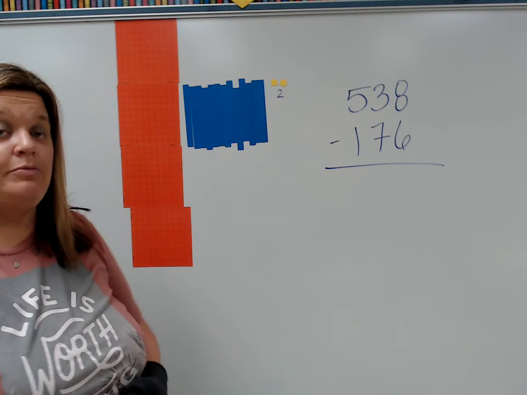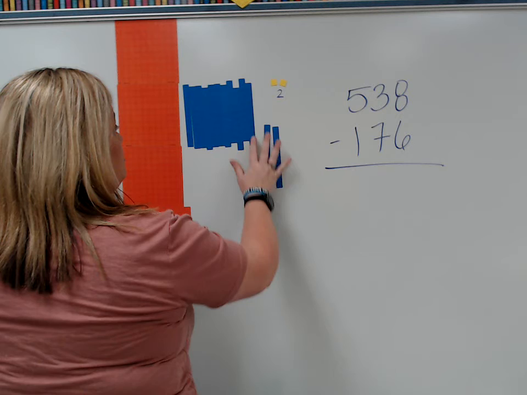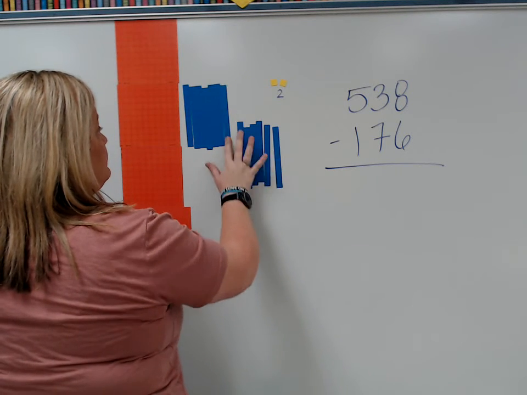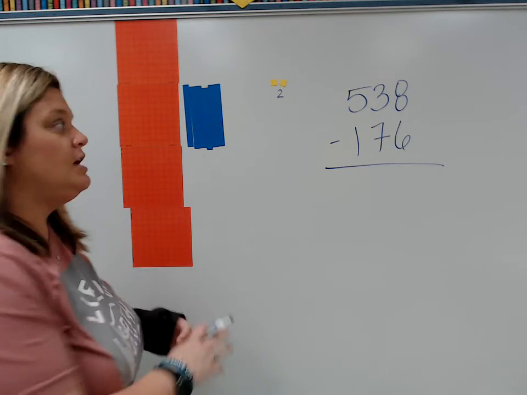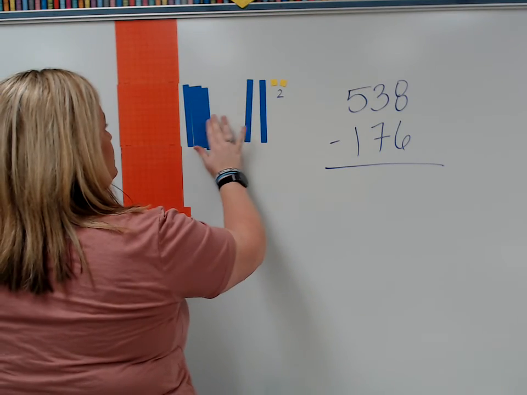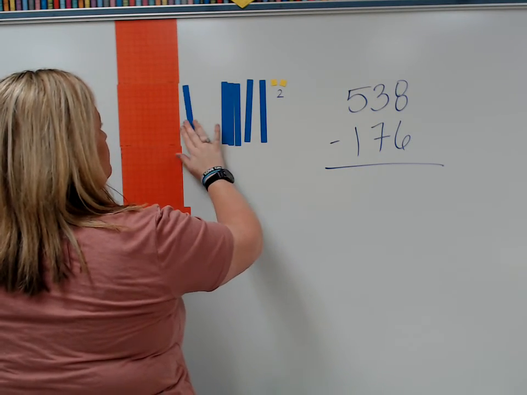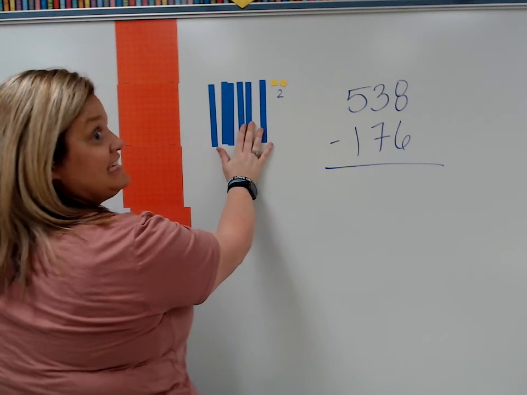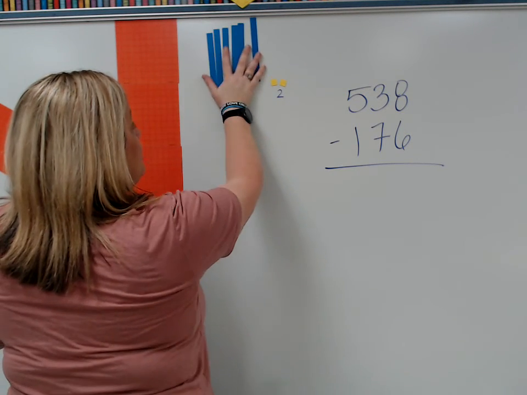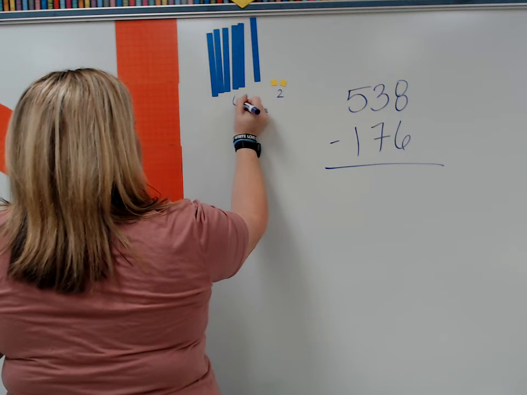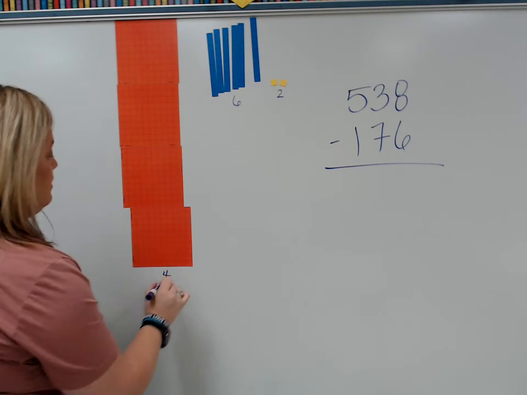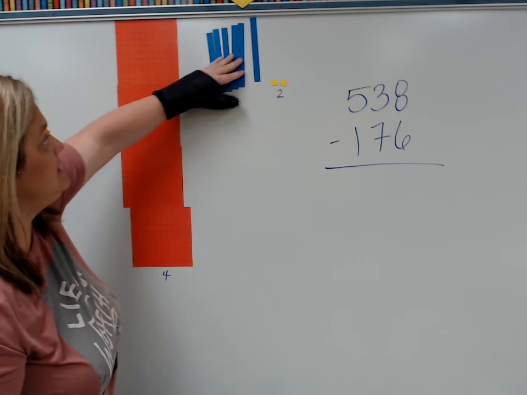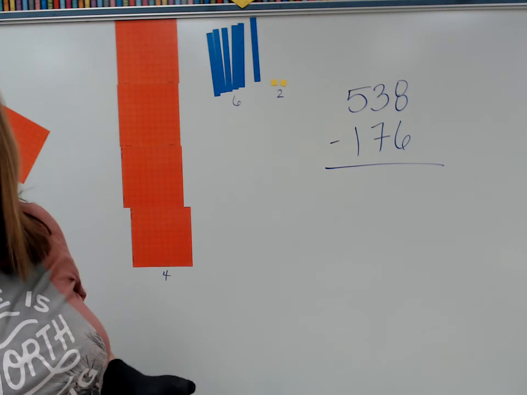And I can take 7 away from 13. 1, 2, 3, 4, 5, 6, 7. Okay, that's 7. So I'm left with 10, 20, 30, 40, 50. Is that right? No, 6. I'm left with 6. And then I'm left with 1, 2, 3, 4. 462. Let's check our work.